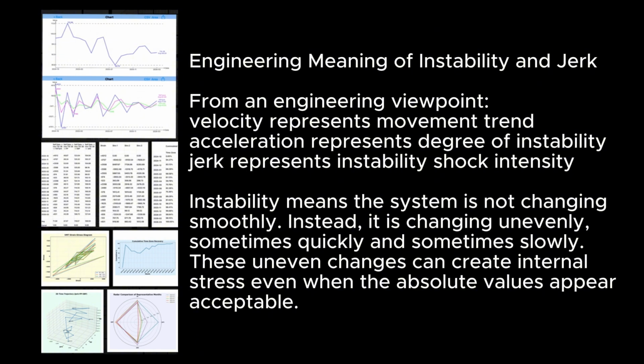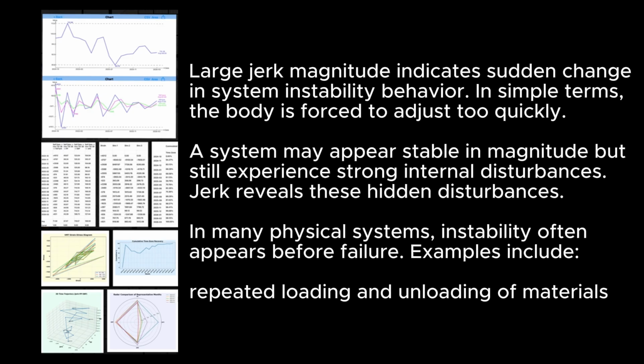Instead, it is changing unevenly. Sometimes quickly and sometimes slowly. These uneven changes can create internal stress even when the absolute values appear acceptable. Large jerk magnitude indicates sudden change in system instability behavior. In simple terms, the body is forced to adjust too quickly.